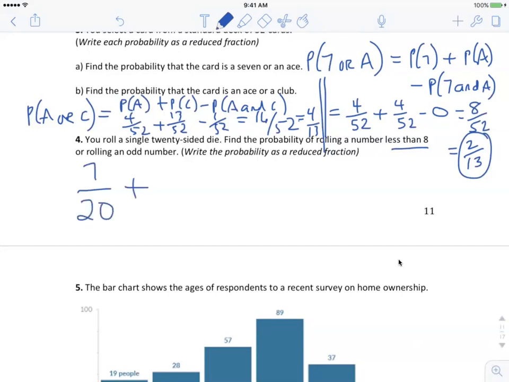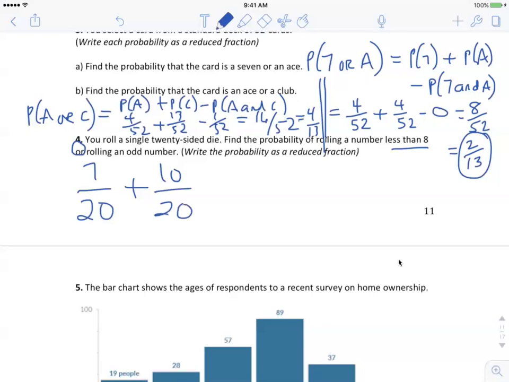Or plus, right? So always think of or as an addition symbol. Rolling an odd number. Odd numbers from 1 through 20: 1, 3, 5, 7, 9, 11, 13, 15, 17, 19. Sounds like there's 10 of them. I counted with my fingers, so that should be accurate.